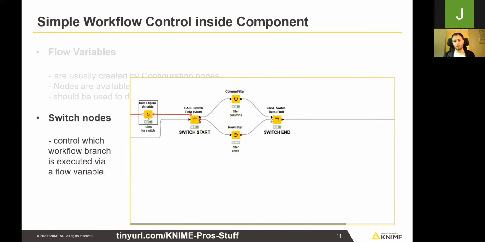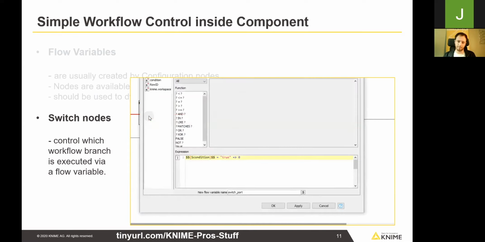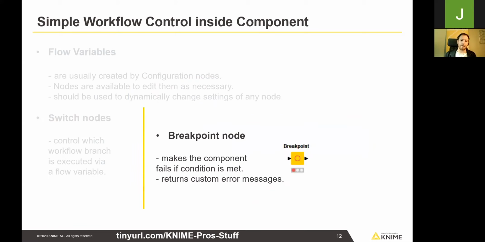And I find this is super important in order to get a robust component. All right. Third point, also super important. Sometimes the component has to fail because the user selects something wrong. The user provides some data that makes no sense to the component, and the component is obviously failing. So instead of just making it fail in some obscure way, you use a breakpoint node. What does that mean? The breakpoint node will fail depending on the condition that you give.